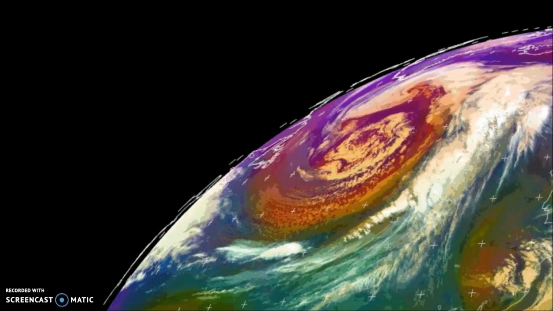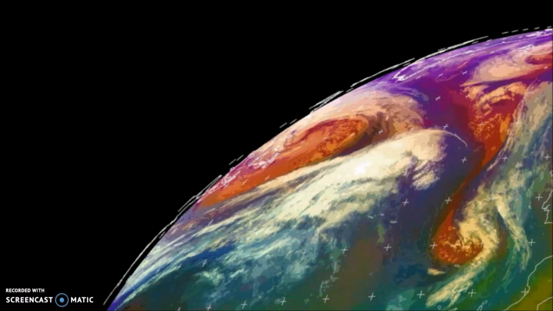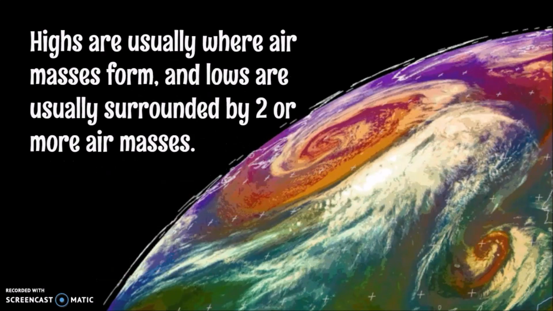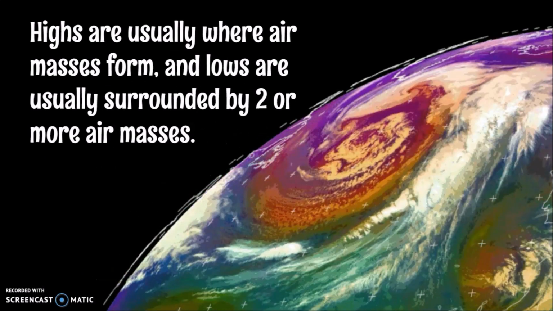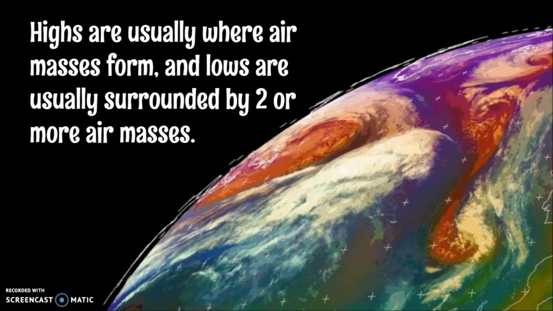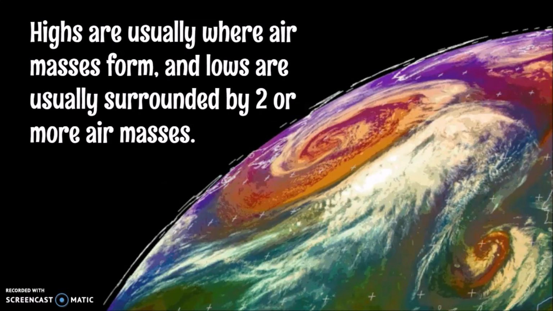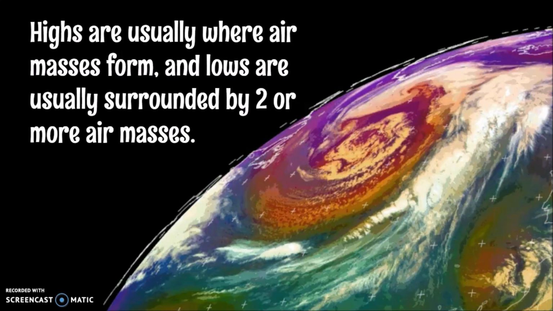Because the highs aren't moving, it usually takes on the temperature and humidity of the area. Highs are usually where the air masses form, as opposed to lows are usually surrounded by 2 or more air masses and are going to move and take the temperature with it.